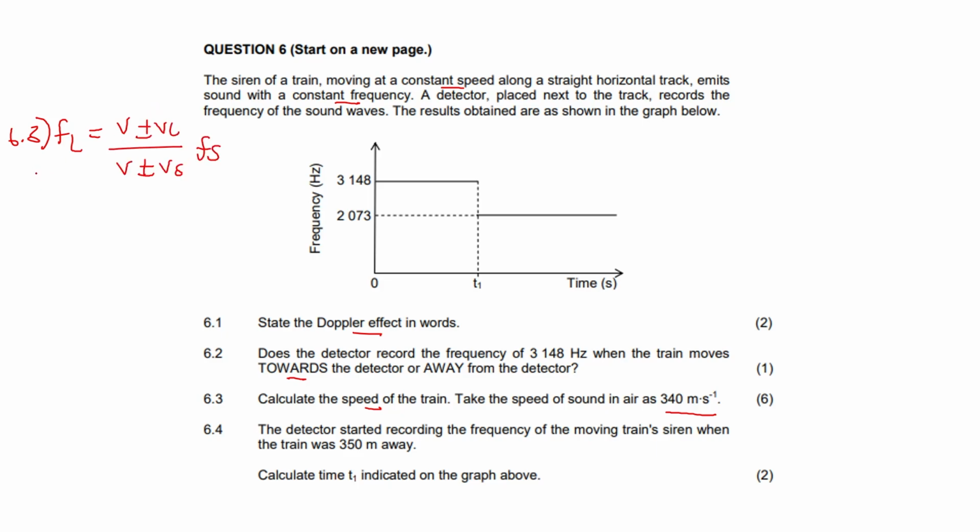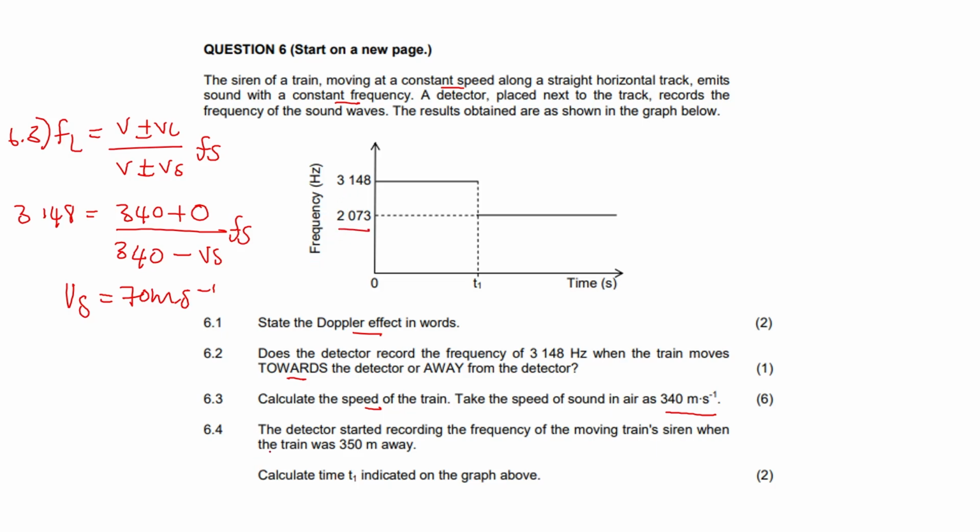All right. So they have given us the frequency, which is 3148. They've also given us the speed of sound in air. The listener has no speed. Speed of sound in air is the same here. But we want the source, the speed of the train, which is the source. All right. So we do our little math calculations and we find that the speed of the train is 70 meters per second. You could have also used 2073 instead of 3148.